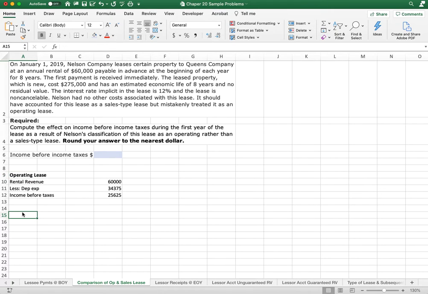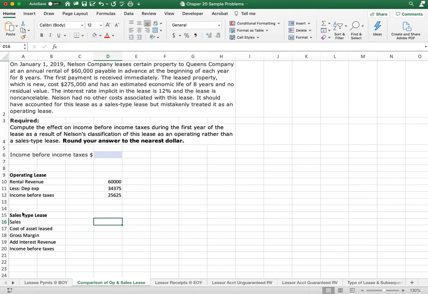Now we'll do the sales type lease. And so that would look a little bit different because we would have sales and then the cost of asset leased. And that'll give us a gross margin. And then we'll add the interest revenue, and that'll give us income before taxes.